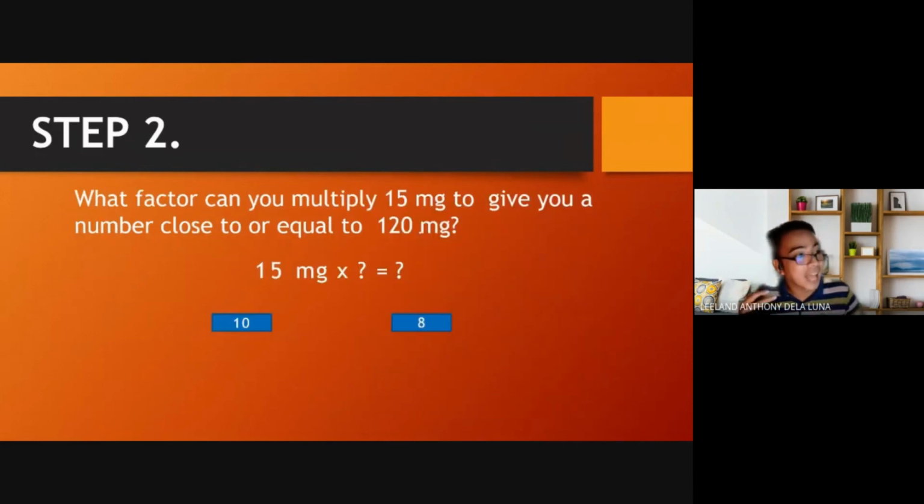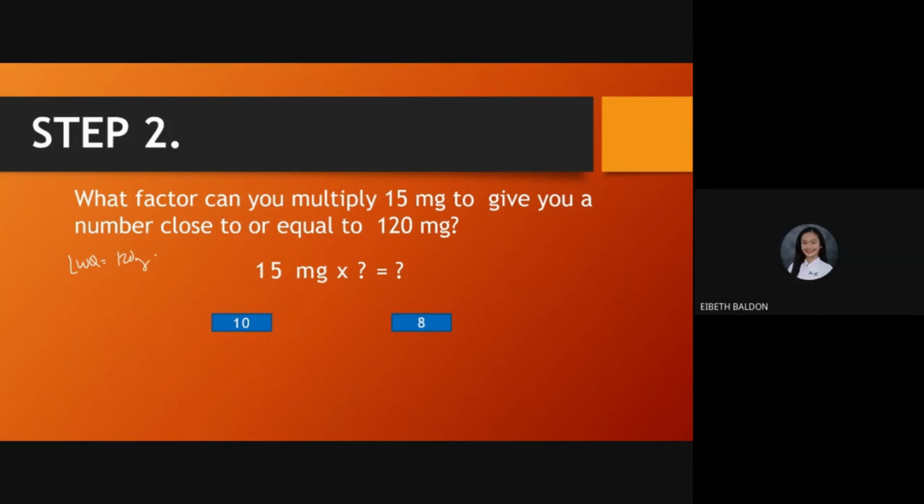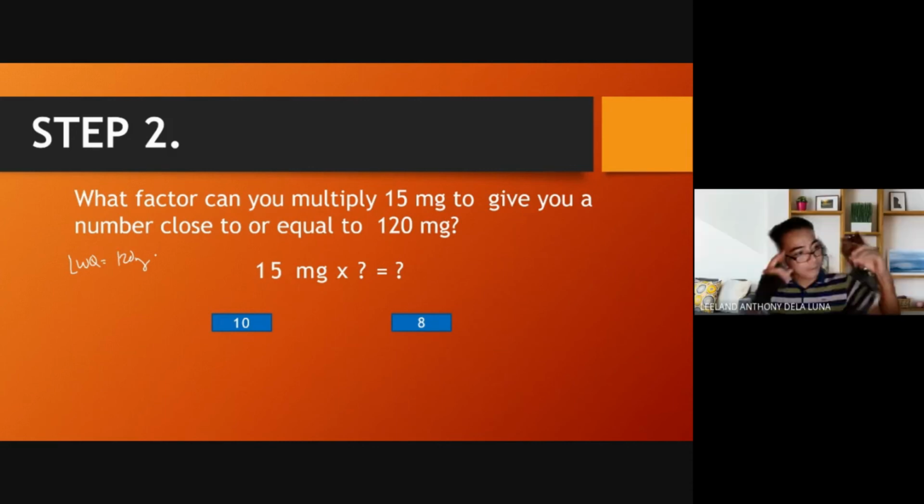So in our case, class, ang order ng doctor natin is 15 milligrams augmentin, right? So what do you think, which of the following factors, whole number, would give me an amount close to the LWQ? Sabi natin, ang LWQ natin is, wait lang. LWQ is 120 milligrams. So anong gagamitin ko? Anyone? 8. Okay, 8. Very good. Very good. So class, obviously, I'll be using here 8 as my factor.